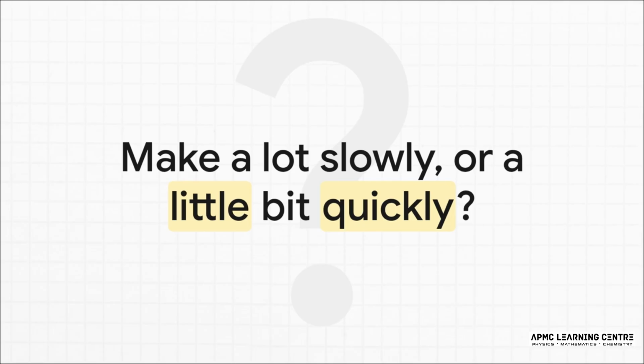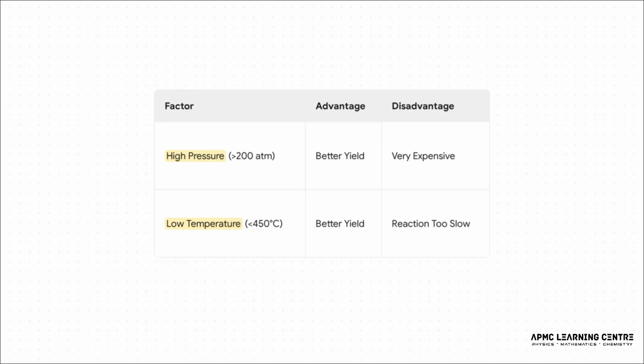A slow process that eventually gives you a whole lot of product? Or a super fast process that only gives you a little bit at a time? This is the fundamental trade-off of the Haber process. This table really lays out the whole dilemma. You want a better yield? Okay, you can crank the pressure way up. The problem? That is incredibly expensive. We're talking thick steel pipes, massive compressors. The cost to build the plant would be astronomical.